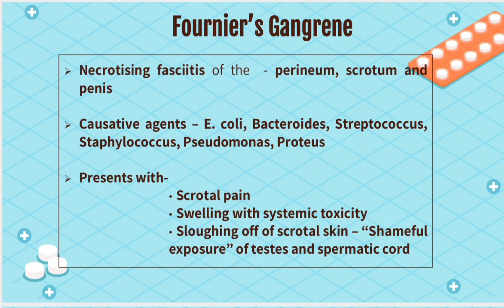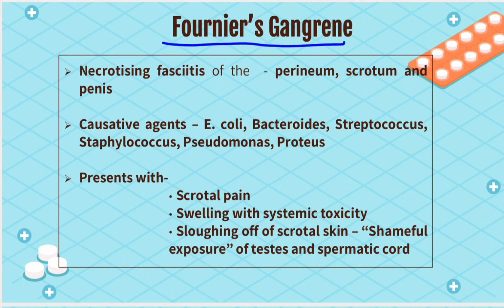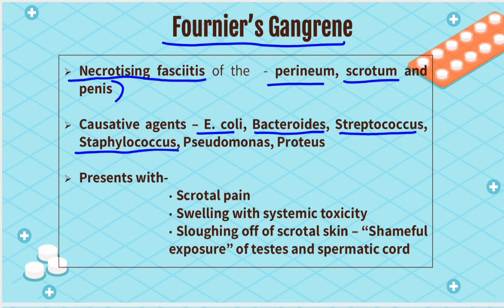Now discussing Fournier gangrene. Usually Fournier gangrene is a type of necrotizing fasciitis which involves the perineum, the scrotum and the penis. The common causative agents of this gangrene are E. coli, Bacteroides, Streptococcus, Staphylococcus, Pseudomonas and Proteus.